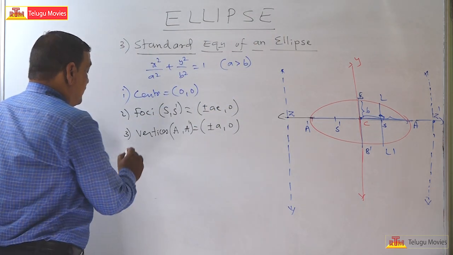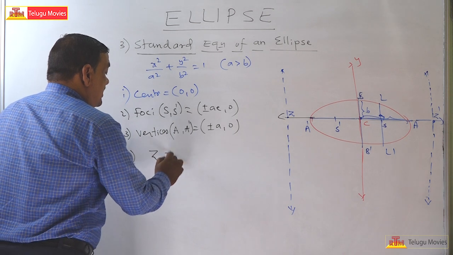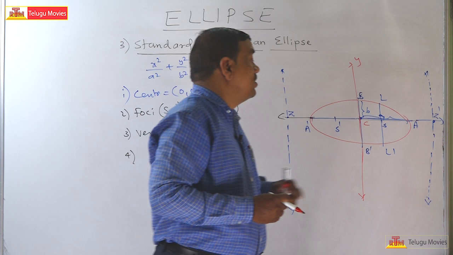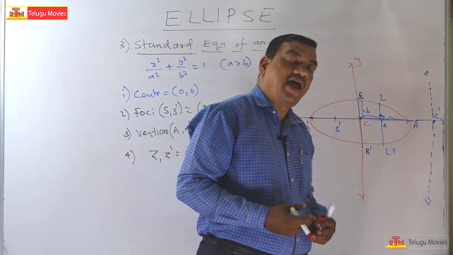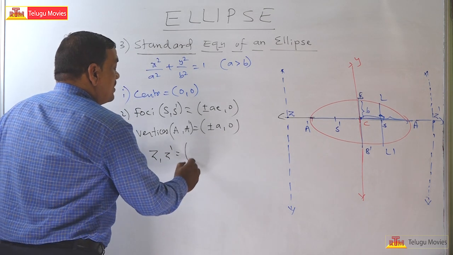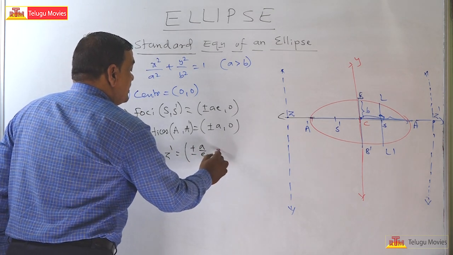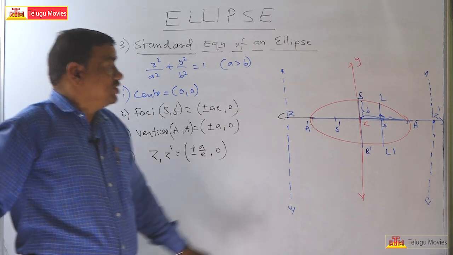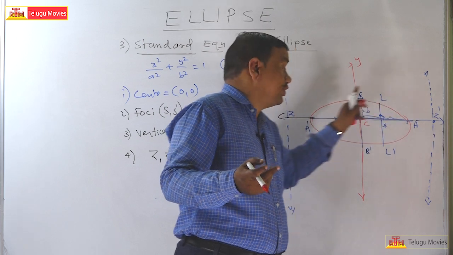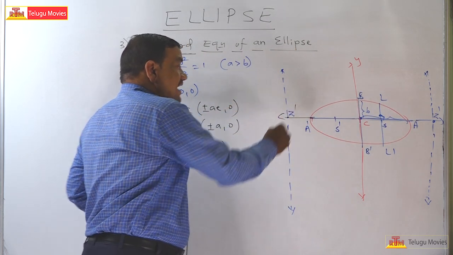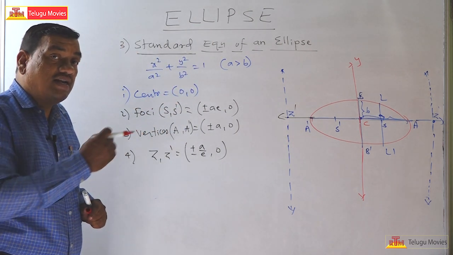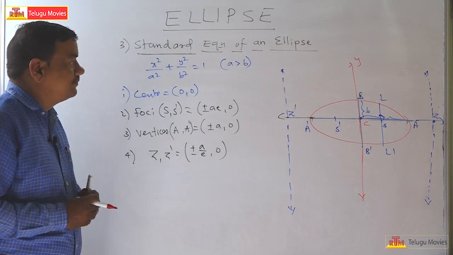Next, go to Z and Z dash. Z and Z dash are called the foot of the perpendicular from the center to the directrix. That is given by the formula plus or minus A by E, 0. That means to the right side, this Z has coordinates A by E, 0. On this side, Z dash has coordinates minus A by E, 0, like that.